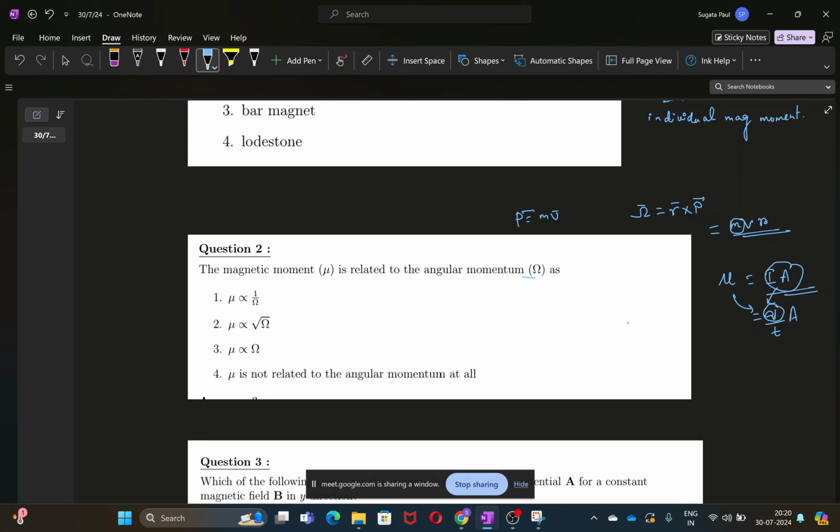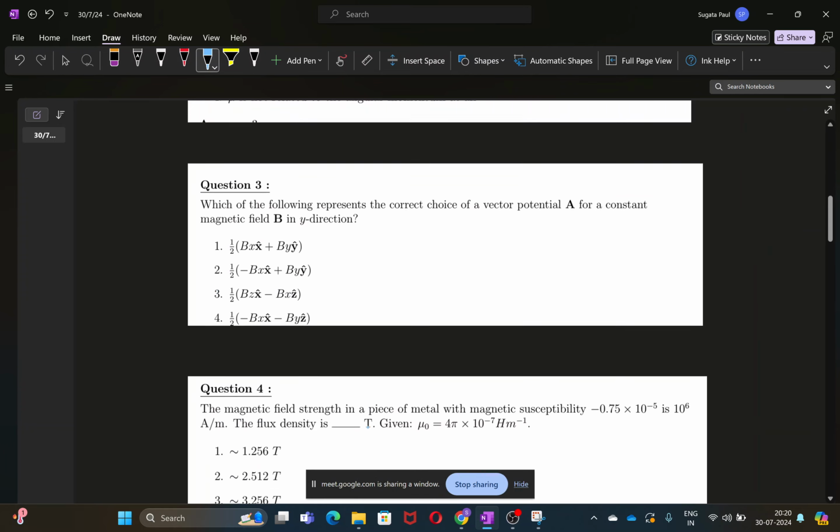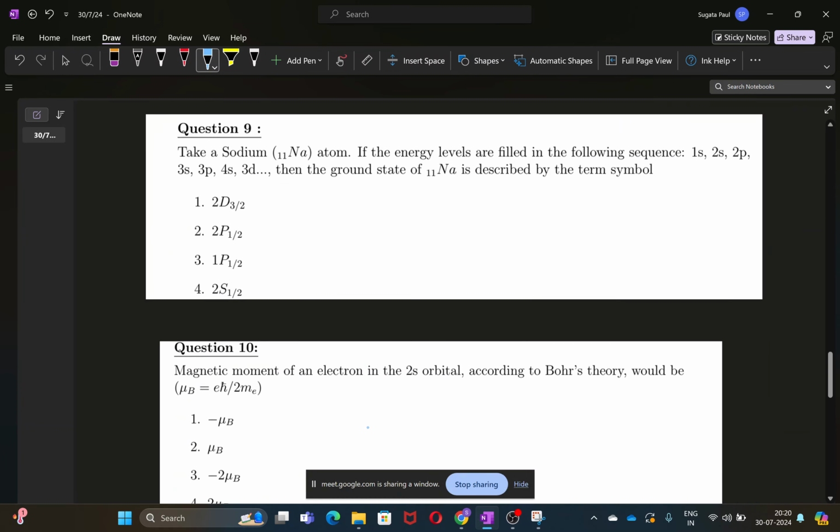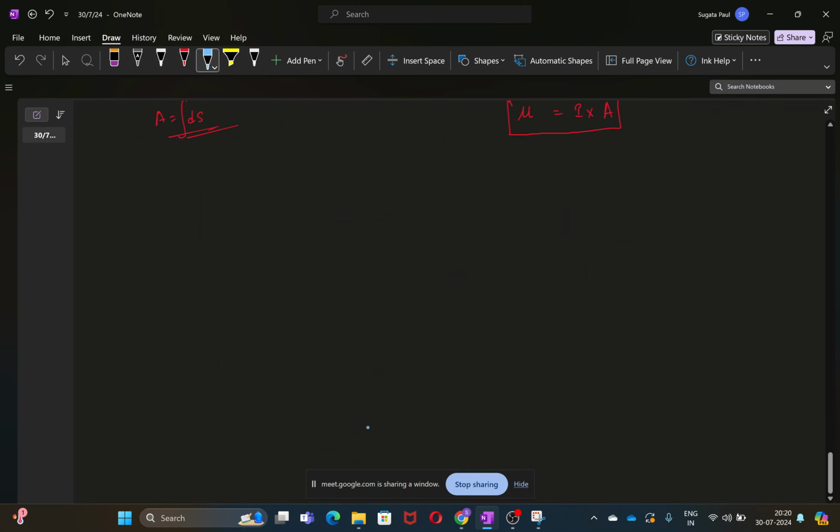Some of you can naturally make the mistake and choose option number 4, but this is totally not the right option. The right option is option number 3, which says that the magnetic moment mu is directly proportional to the angular momentum omega. And why is that the case? Let us check. Let me take a blank portion of the page. So question number 2.